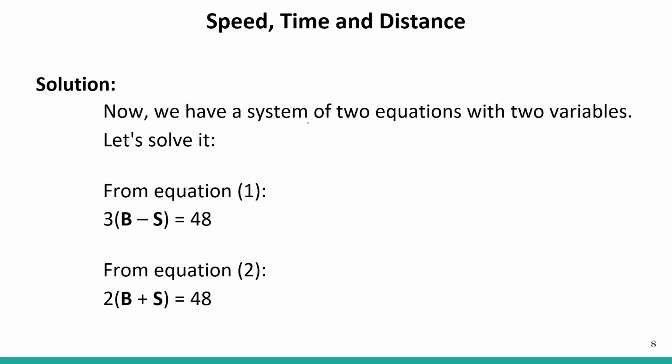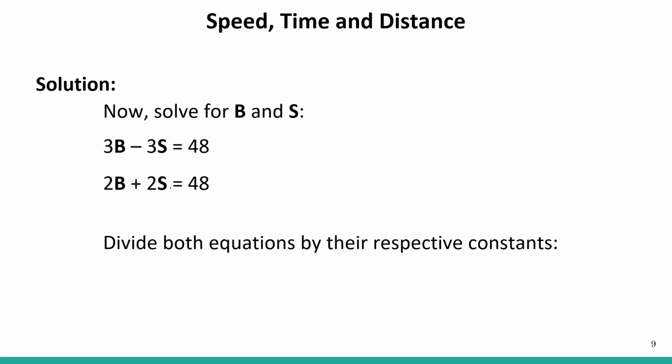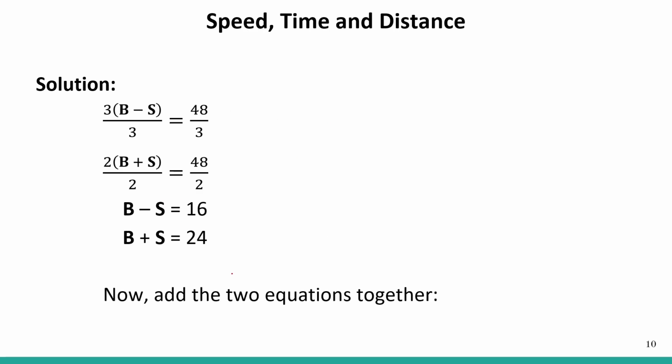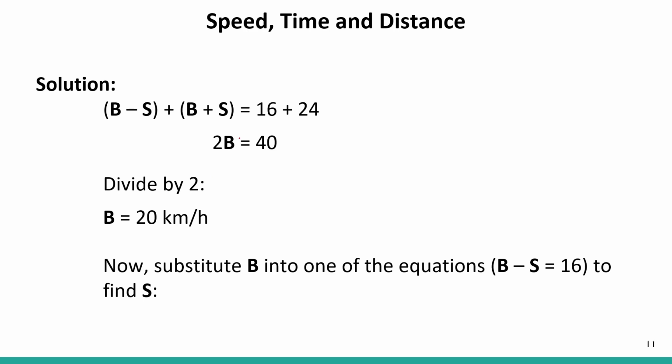So now let's see, we have a system of two equations, this one and this one, and solving these two, we are left with B minus S is equal to 16, B plus S is equal to 24, hence 2B is equal to 40 and B is equal to 20 km per hour.